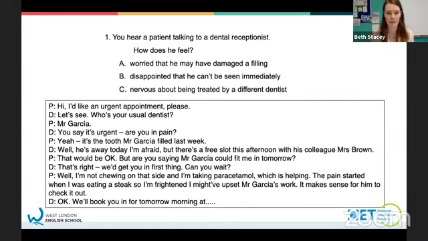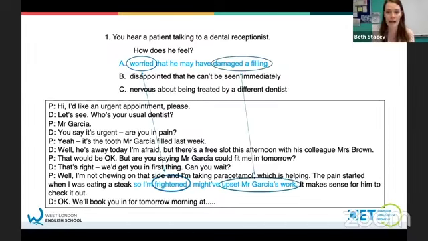Okay, so hopefully you have an answer for that. Here is the transcript. So the patient says in this highlighted section, "So I'm frightened I might have upset Mr. Garcia's work." So we can see worried and frightened. We know that they are synonyms. And here we've got upset his work, which we can imagine is damaged a filling. So A is our answer.